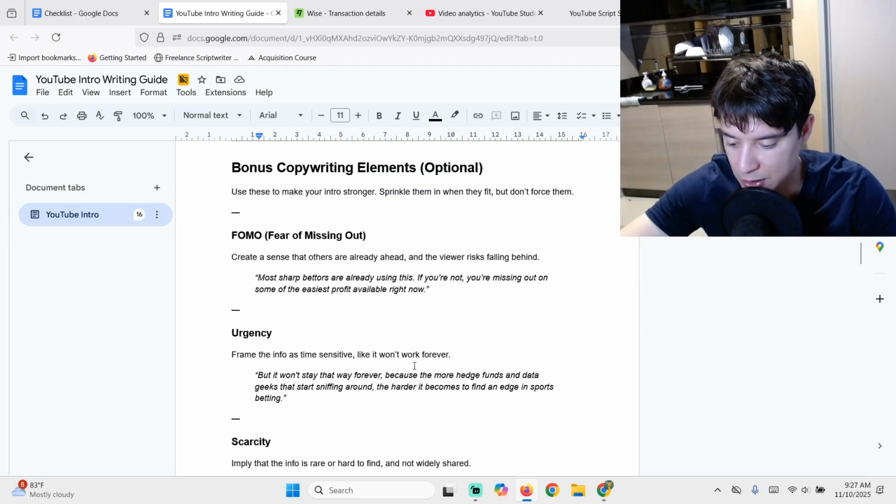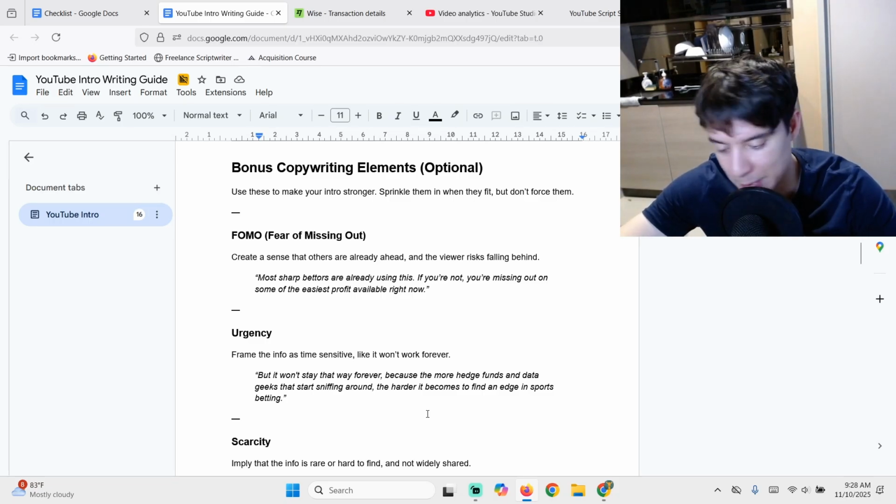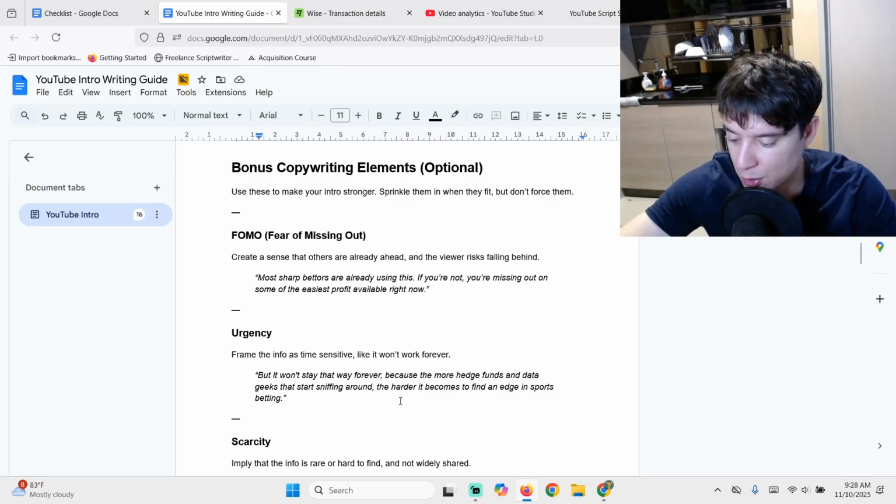Next one is urgency. So you want to frame the info as time sensitive, like it won't work forever. So as an example: "But it won't stay that way forever, because the more hedge funds and data geeks that start sniffing around, the harder it becomes to find an edge in sports betting." By saying this, we're making it seem like all the pros are going to come into the industry and the advantage will be gone. That makes them want to take action now, which means they're going to want to watch the video.